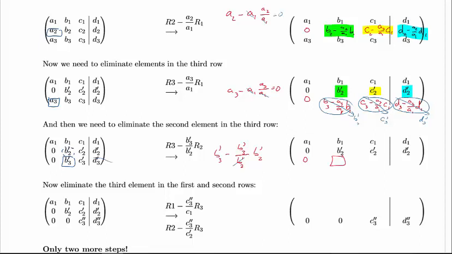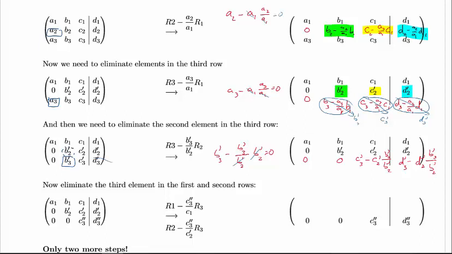B2 prime divided by B2 prime is 1. B3 prime minus B3 prime, of course, is 0. And so we got what we were after. And so the element right here will become C3 prime minus C2 prime multiplied by B3 prime over B2 prime. And then the same with the next element: D3 prime minus D2 prime times B3 prime over B2 prime.